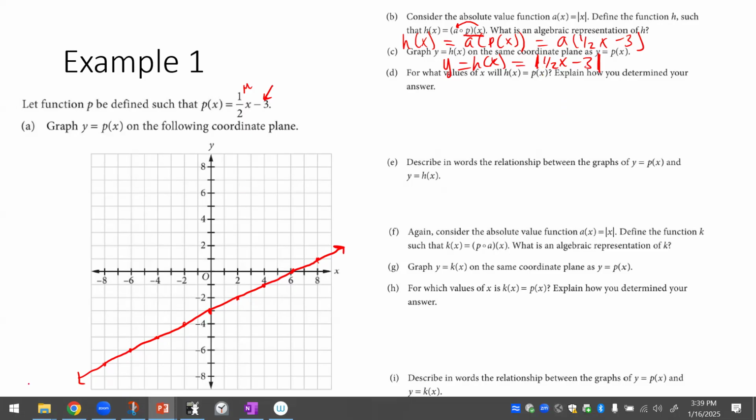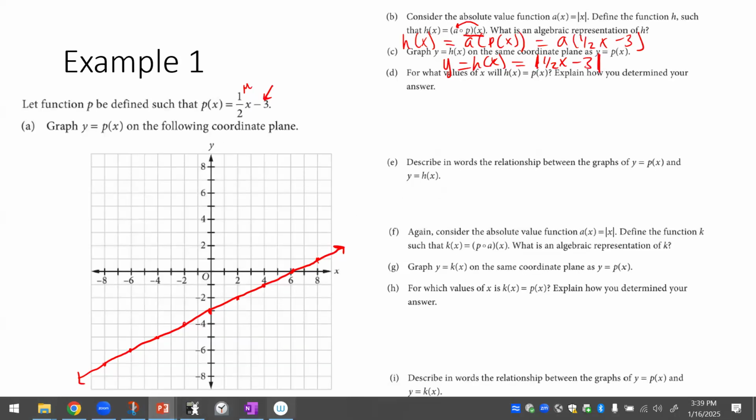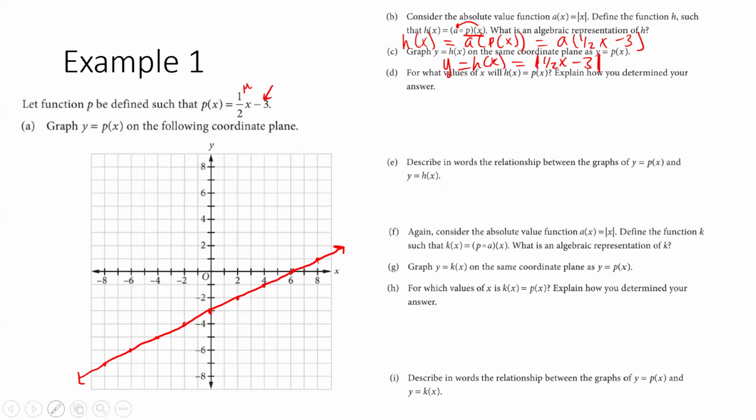Okay, if you have a different color, this would be a good time to change to that different color. I need this bar to go away so I can change my colors. There we go. I'm going to change to a different color. I'm going to do purple.